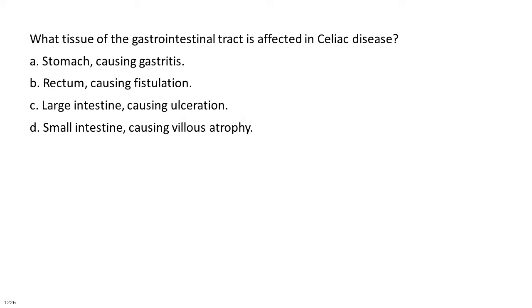What tissue of the gastrointestinal tract is affected in celiac disease? A. Stomach, causing gastritis. B. Rectum, causing fistulation. C. Large intestine, causing ulceration. D. Small intestine, causing villous atrophy.